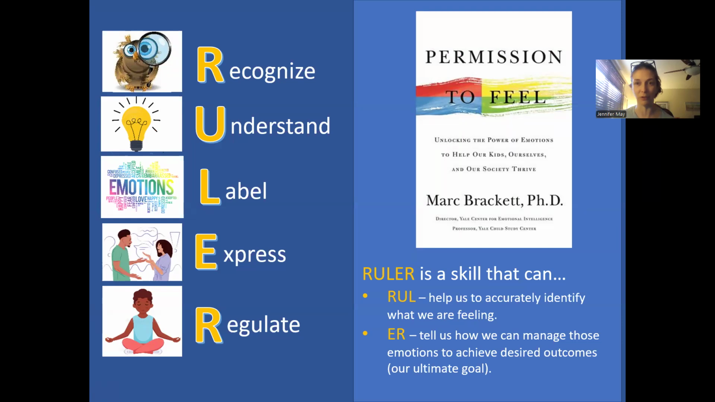I got this from a book called Permission to Feel by Dr. Marc Brackett. It was actually a very good book. I recommend it. I'm not getting any commission to say that, but it actually was a good book. So in a nutshell, RULER is a skill that could help us to identify what we're feeling. So that's the R, U, and L: recognizing, understanding, and labeling. And then the E and R are about how we could then manage our emotions by expressing them appropriately and regulating them if we need to.